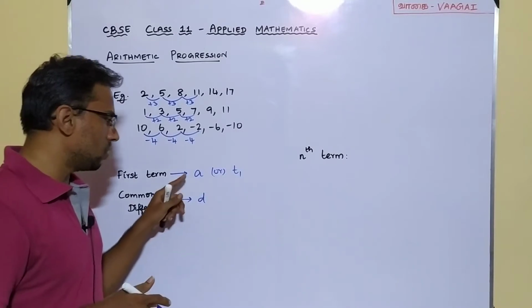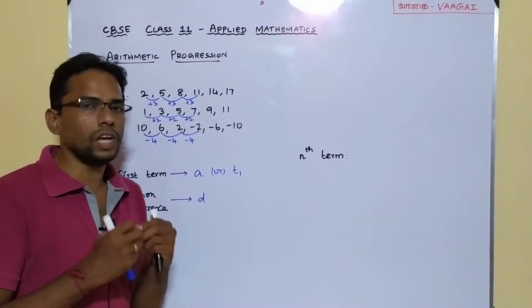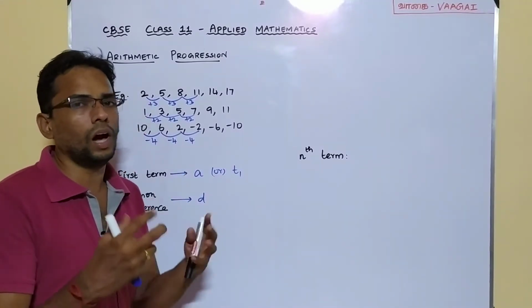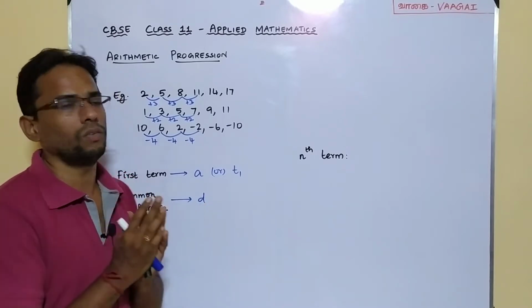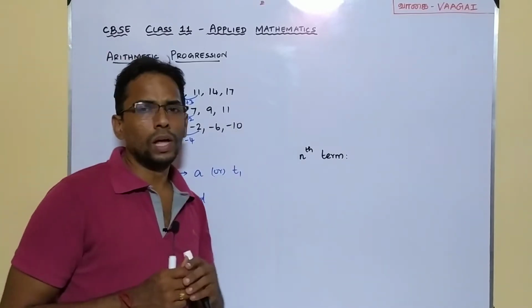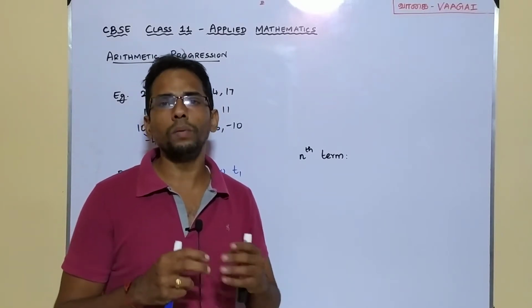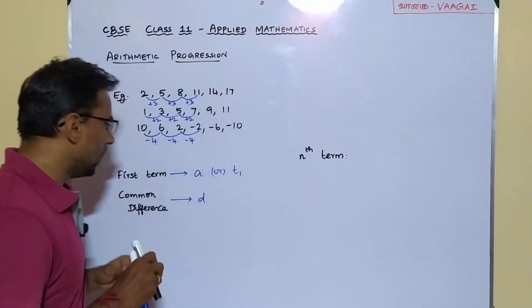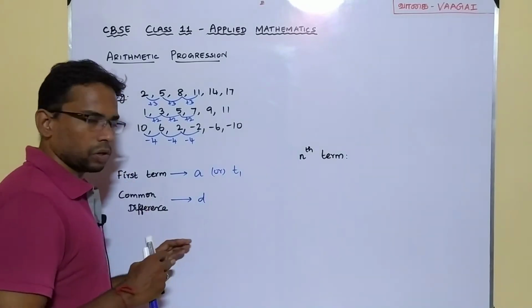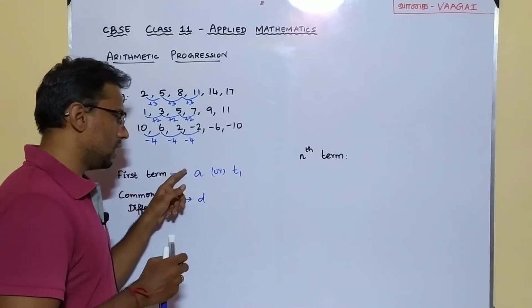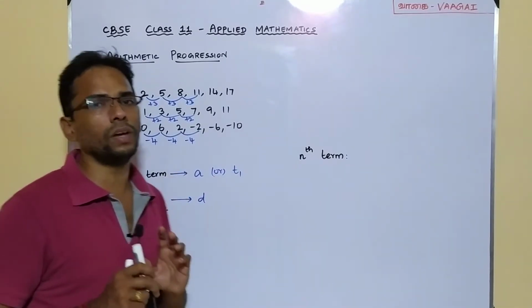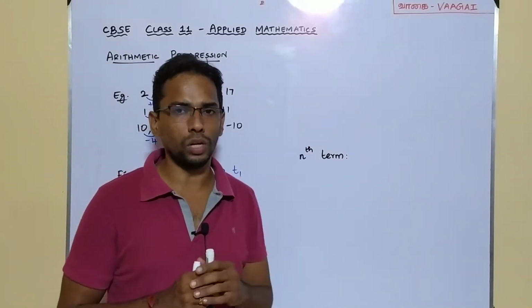So the values of A and D are very, very important for us to build any arithmetic progression. Now let us move on to the general form of an arithmetic progression. What do you mean by the general form? So we have to try to build our arithmetic progression in terms of A and D. This is going to be our objective here. Let's try to do that now.